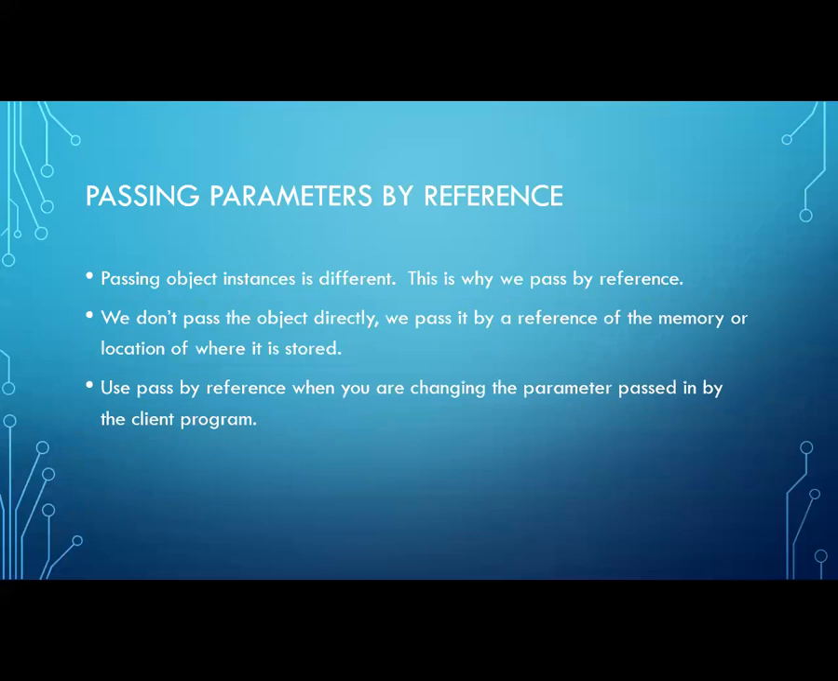All right, next is passing parameters by reference. Passing object instances is different. That's why we pass by reference. We don't pass the object directly, we pass it by a reference to the memory location of where it is stored. Use pass by reference when you are changing the parameter passed in by the client program.